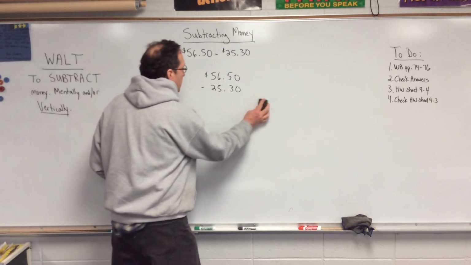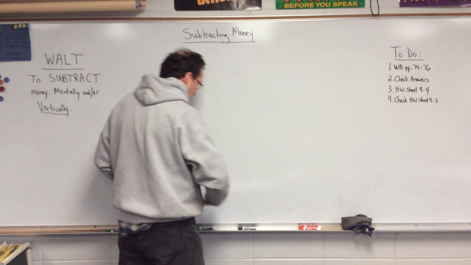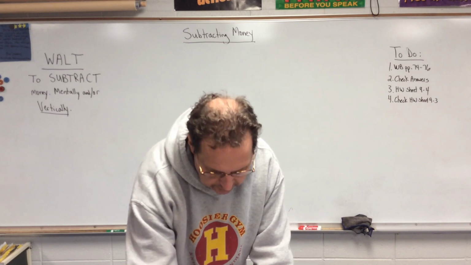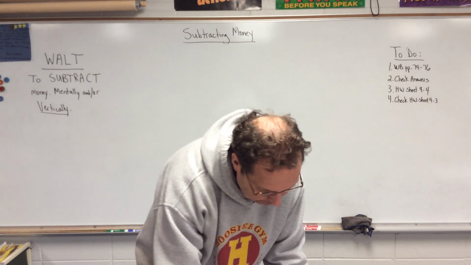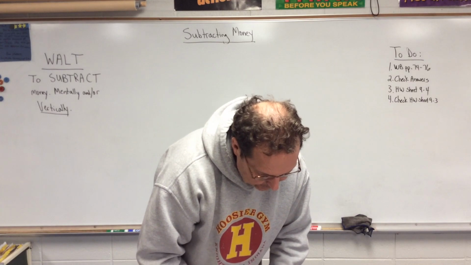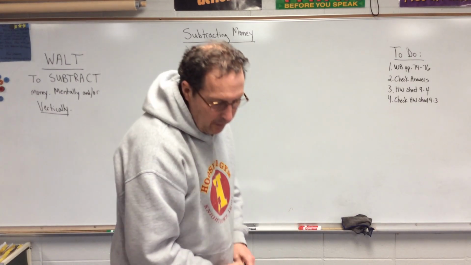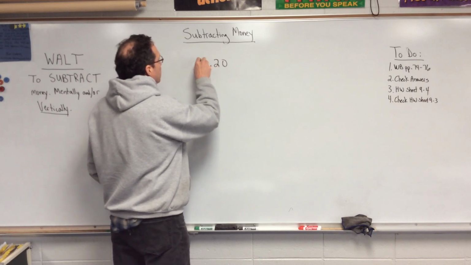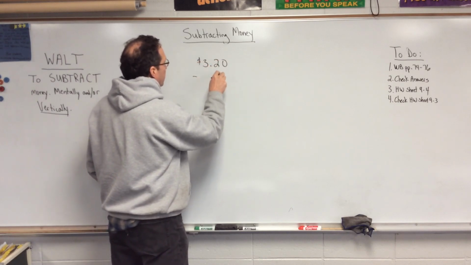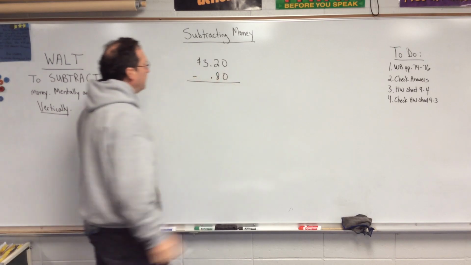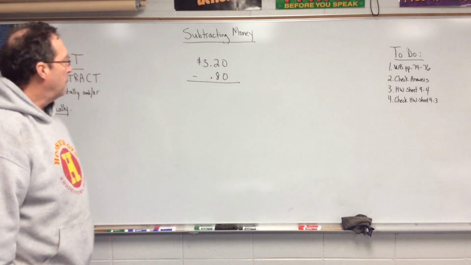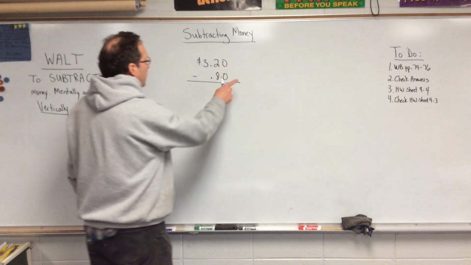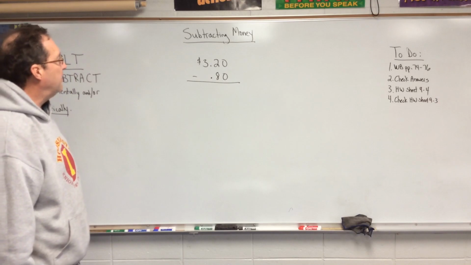All right, you know what's coming next. Can you do a problem where there is some regrouping? Let's start with one with cents. Let's try this one. $3.20 subtract, now look at the difference here, 80 cents. $3.20 subtract 80 cents. Remember, the numbers to the right of the decimal point are cents.